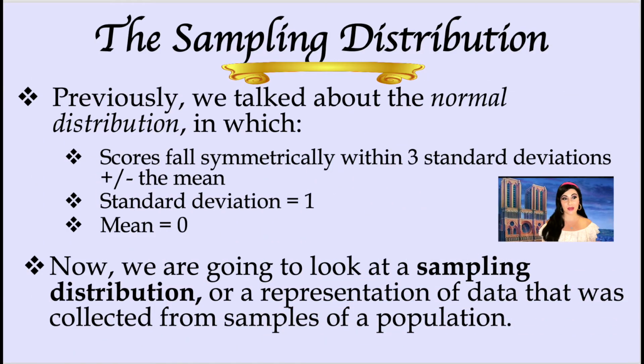Previously, we talked about the normal distribution in which scores fall symmetrically within 3 standard deviations above or below the mean. We also know that in a normal distribution, the mean is equal to 0 and the standard deviation is equal to 1. So now we're going to take a look at a sampling distribution, or in other words, a representation of data that was collected from a specific sample of a population.